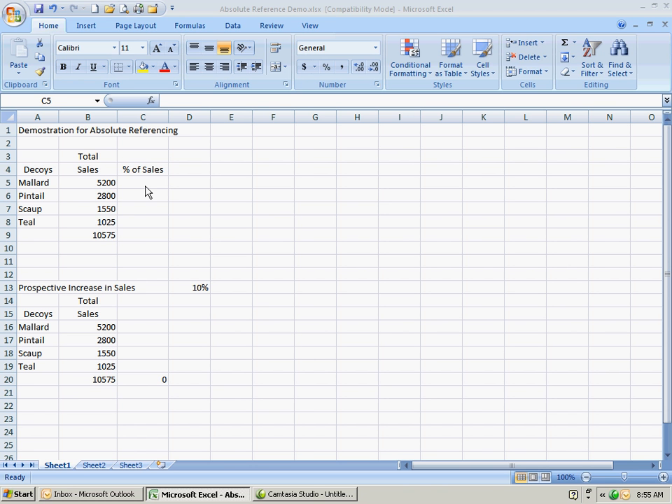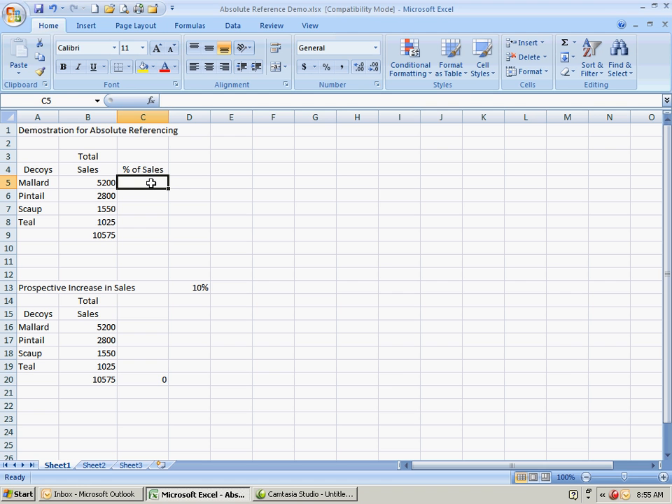Okay, a little show on absolute referencing. Not sure why they call it that, except that you're locking in a particular reference point so that you can use it in the formula. Going to work on percent of sales, which is the same thing as a pie chart. Boss people love this kind of thing to see how each group did in relation to the total. Notice I've already got the total sales here and a final total of the 4 decoys here. Of course, you need this 10,575 to be able to work the formula.